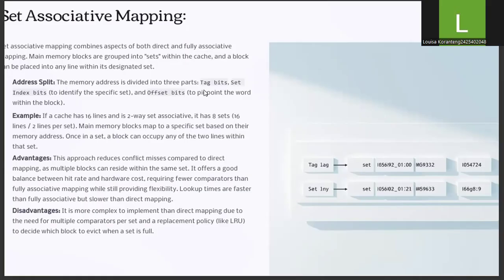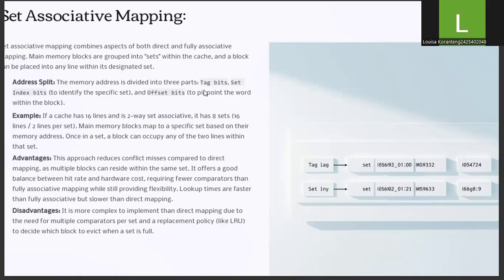Advantage: this approach reduces conflict misses compared to direct mapping, as multiple blocks can reside within the same set. It offers a good balance between hit rate and hardware cost, requiring fewer comparators than fully associative mapping while still providing flexibility. Lookup times are faster than fully associative but slower than direct mapping.